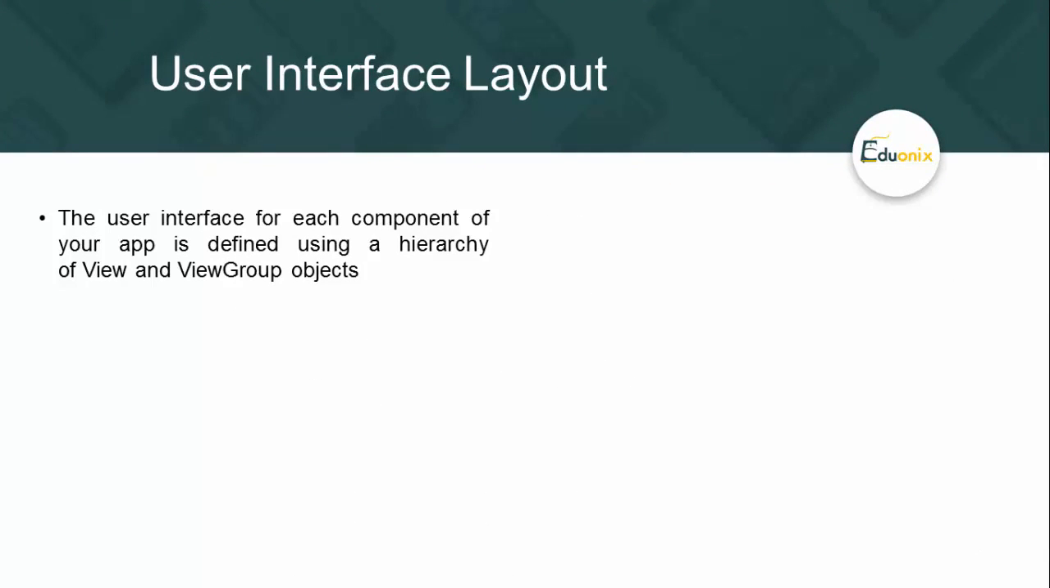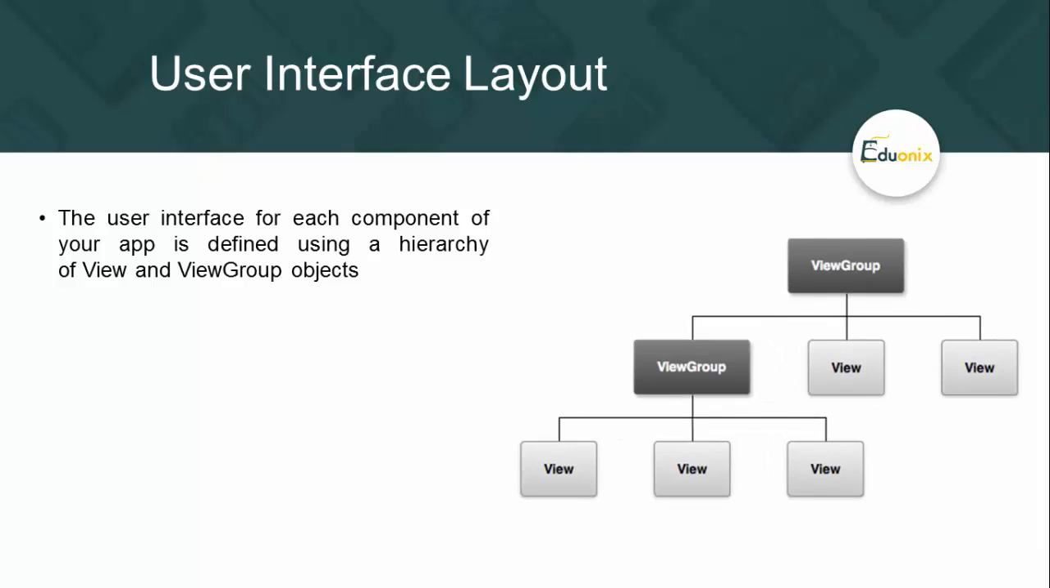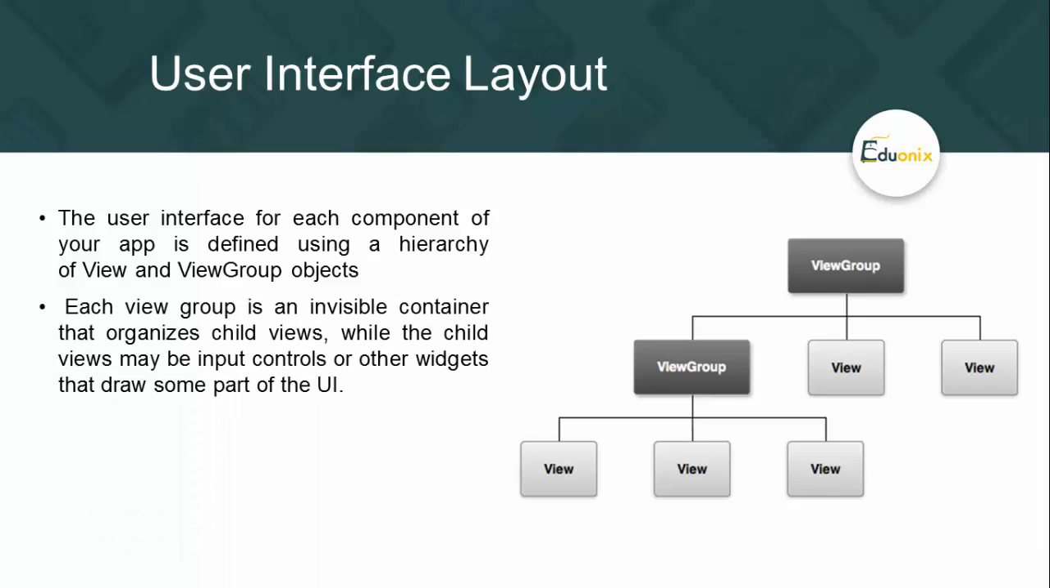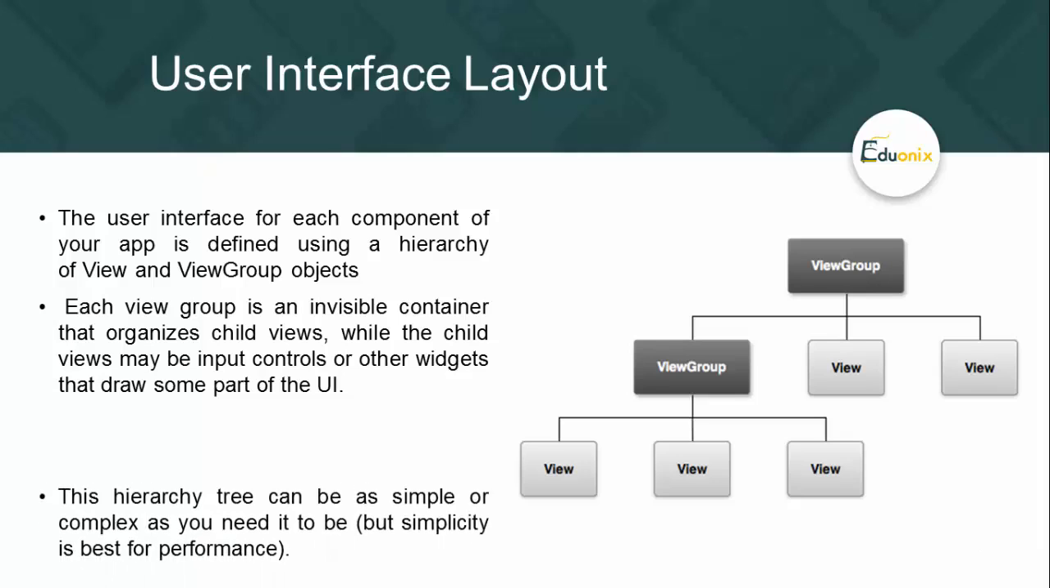The user interface for each component of your app is defined using a hierarchy of view and view group objects. In other words, our UI screen is composed of lots of views and view groups. As shown in the graphic, the parent should be a view group and the children can be view groups and views. Each view group will have its set of views. Each view group is an invisible container that organizes child views, whereas the child views may be input controls or other widgets that draw some part of the UI.